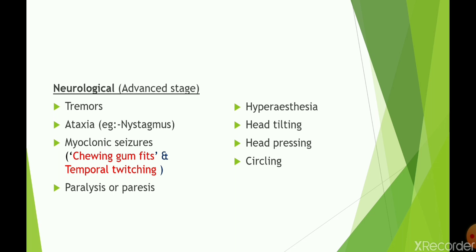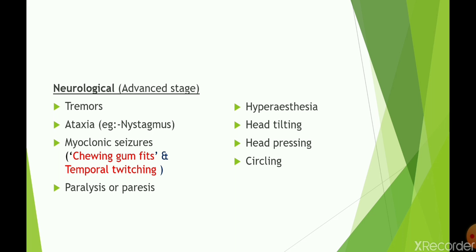There will be chewing gum fits. Chewing gum fits means the dog will be like chewing a chewing gum in its mouth. Then there will be temporal twitching. We are keeping our hands in the forehead region, that is in the temporal region. We will feel like some object is coming and hitting our hands.